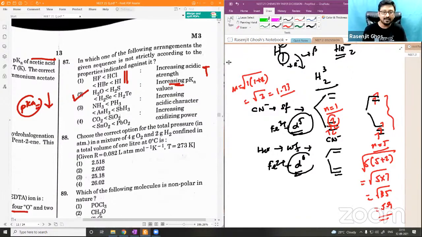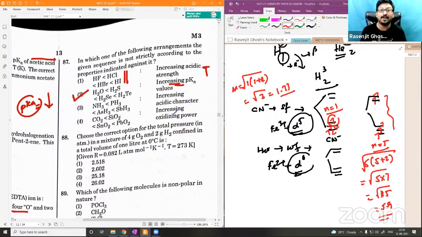Achha. Just for your information, I can tell you that increasing acidic character for this one is true, because ammonia is the most basic, and if you go down the group, the basic character decreases. So as a whole, the acidic character increases. And the 4th one is not, because if you go down the group, carbon, silicon, tin, lead, what happens here? The tendency of going from +4 state to the +2 state increases. Why?